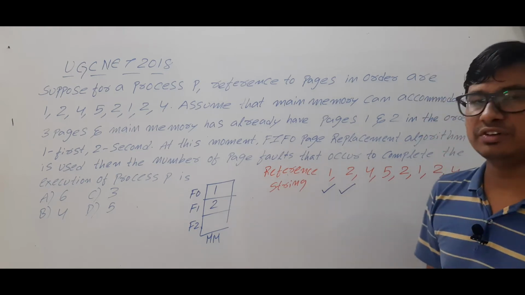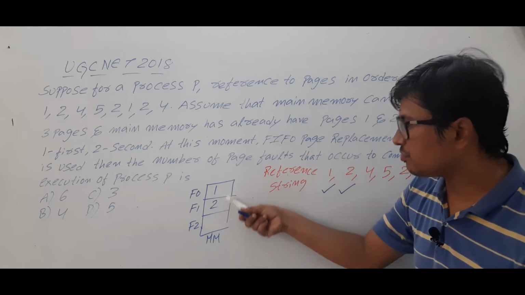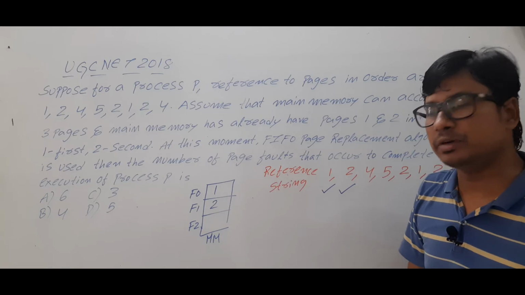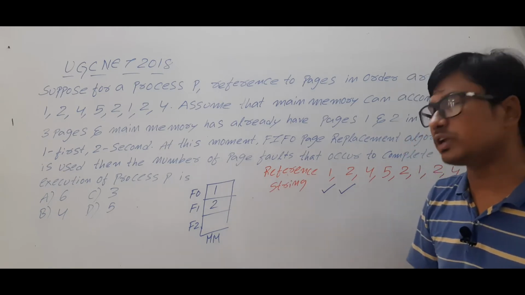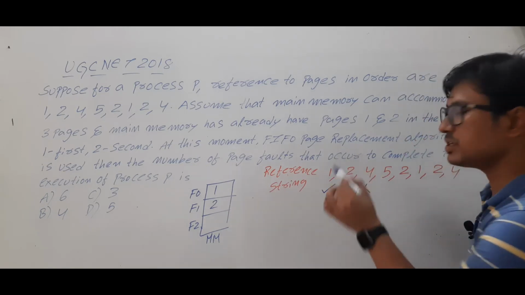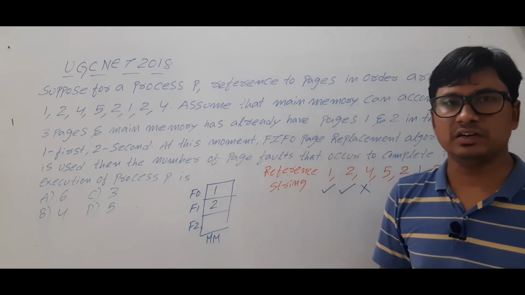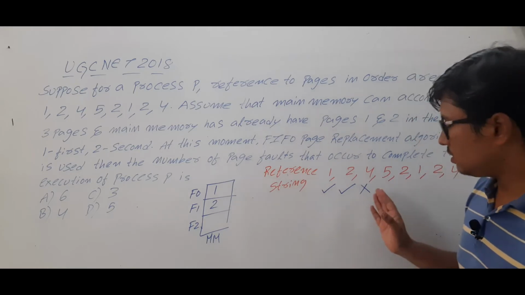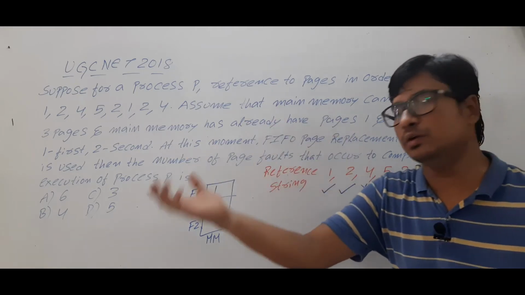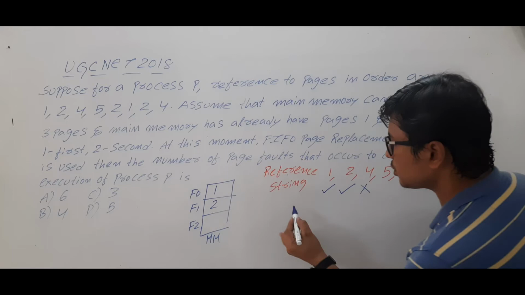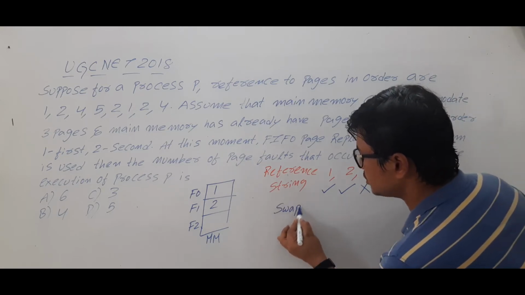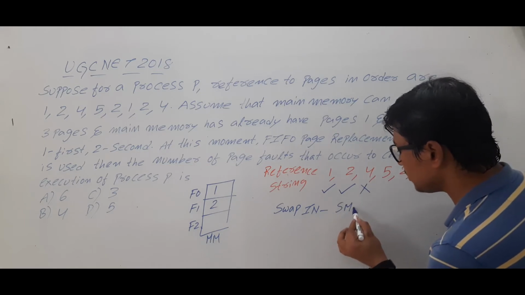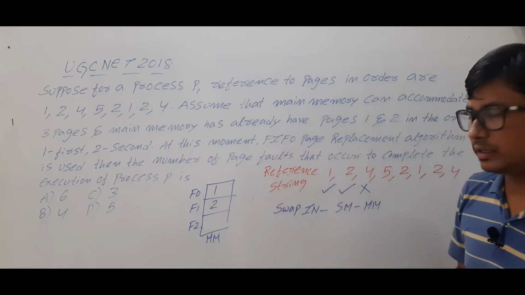Now CPU is searching for the page number 4. Whether page number 4 is available in the main memory? Currently page number 1 and page number 2 are available in the main memory. So page number 4 is not available in the main memory. So it is a page fault. Whenever a page fault occurs, the operating system will take the control and bring the page from the secondary memory and load it into the main memory. This process we call swap in. So swap in is nothing but bringing the page from secondary memory and loading it into the main memory. Is it clear?